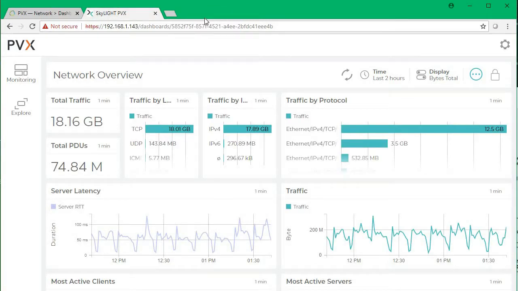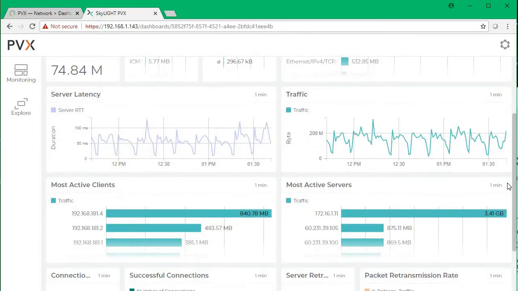So looking at the network overview, we see total traffic, 18 gig, total PDUs. You can see how much of that was TCP versus UDP versus ICMP and others there as well. Other and then non. Our traffic by IP types, IPv4 obviously the majority, a little bit of IPv6. You can see the traffic by protocols. We can scroll down here.